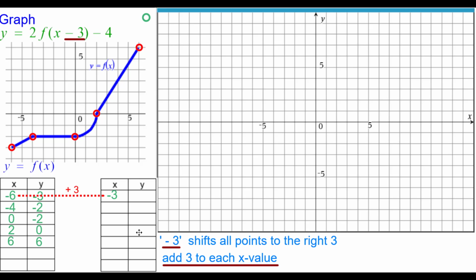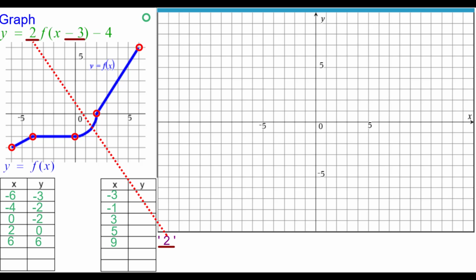So we're going to ask you to go ahead and finish the x values here. Press pause to do so. Resume when you're ready. So -4 plus 3 is -1, then 3, and 5, and then 9. Press pause if you need to catch up.